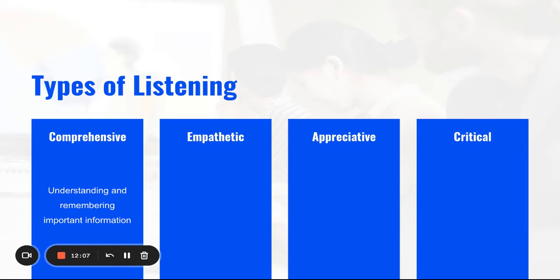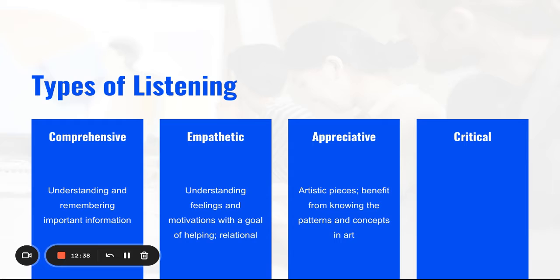So there are different types of listening. There's comprehensive listening, which is the process of understanding and remembering the important information that's presented to you. There's empathetic listening, which is understanding feelings and motivation with the goal of helping. That's the relational type of listening. This is the listening when your friend calls you and says, "Hey, I really need to talk," or a coworker is having a bad day and they come in and sit at your desk to really share what's going on with them.